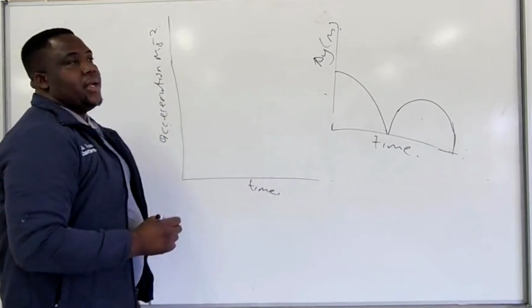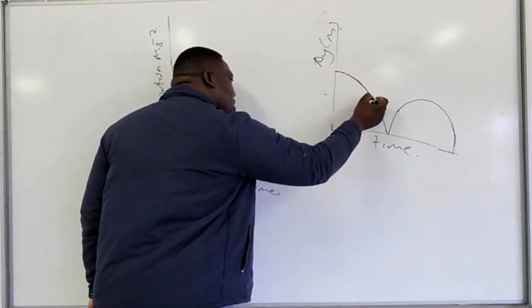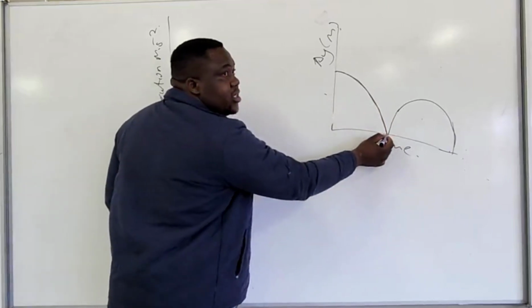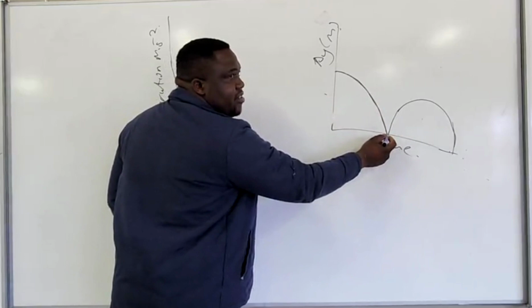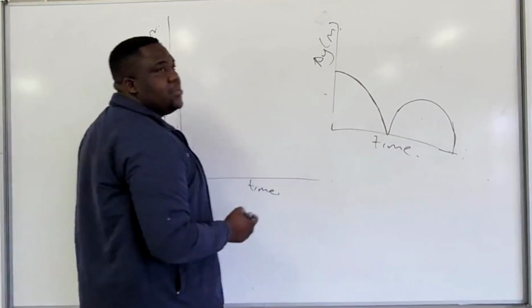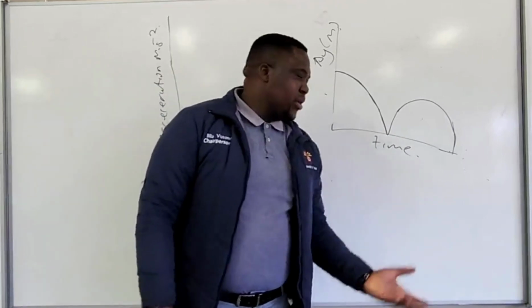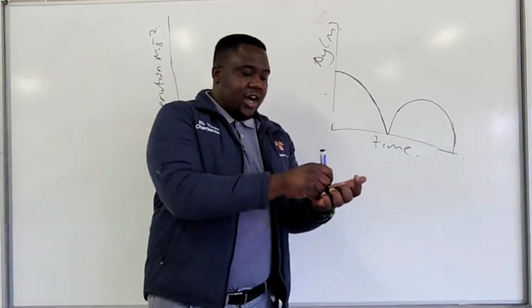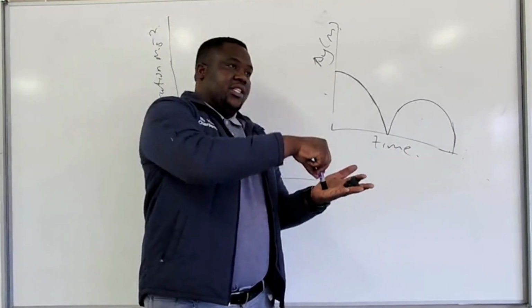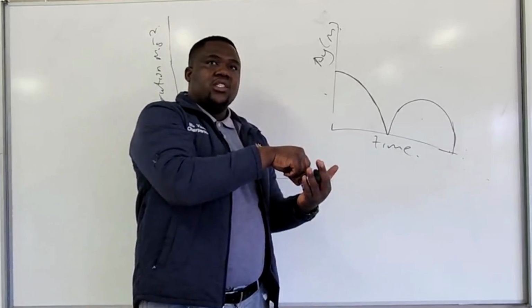So what will happen? As the ball is moving down, acceleration is 9.8, 9.8, 9.8, 9.8. But immediately it touches the ground, the acceleration will not be 9.8, but we do not know what the acceleration will be. When the object touches the ground, it becomes still, then it goes up. So when the object touches the ground, acceleration will be 0 because there will be no change in velocity.